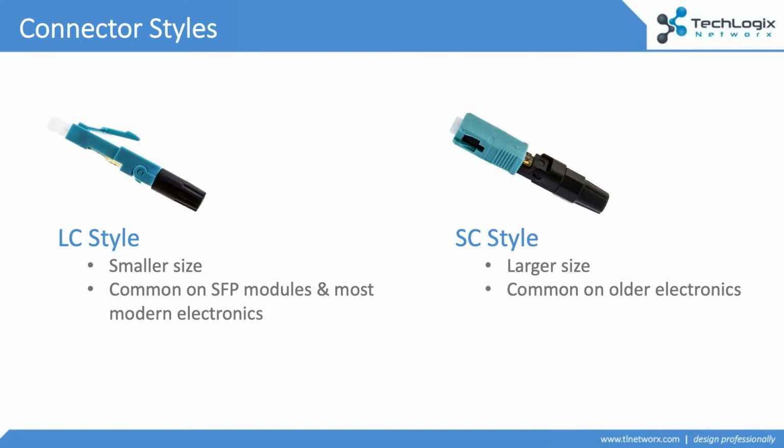whereas that SC style is a bigger connector. It's what you saw on a lot of the GBIC modules, the older networking equipment. You still see it on some devices. Be prepared to be flexible between the LC and the SC. The good news is you can get a coupler that'll adapt them. You can get cables that'll adapt from one to the other, or you can re-terminate that cable.